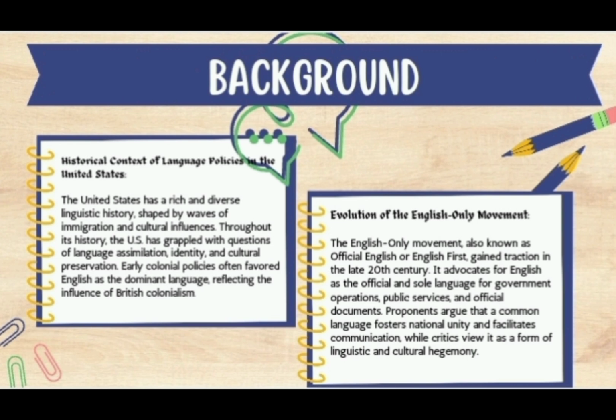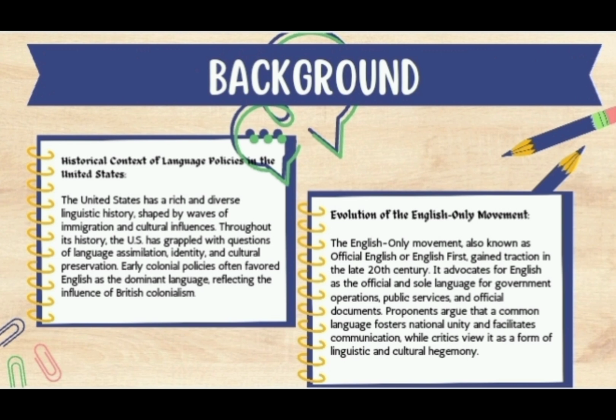And for the background, we have the historical context of language policies in the United States and the evolution of the English-only movement. The United States has a rich and diverse linguistic history shaped by waves of immigration and cultural influences. Throughout its history, the U.S. has grappled with questions of language assimilation, identity, and cultural preservation. Early colonial policies often favored English as the dominant language, reflecting the influence of British colonialism. People from various parts of the world have brought their languages and cultural practices to the country, contributing to its linguistic diversity. And as different immigrant groups arrived in the country, they faced pressure to assimilate to American culture, including adopting the English language.